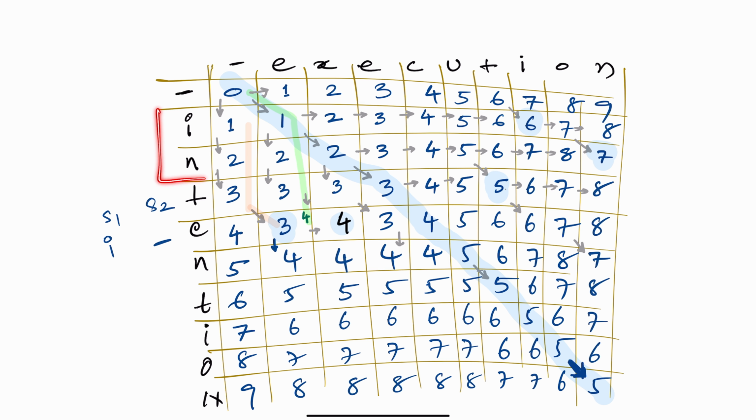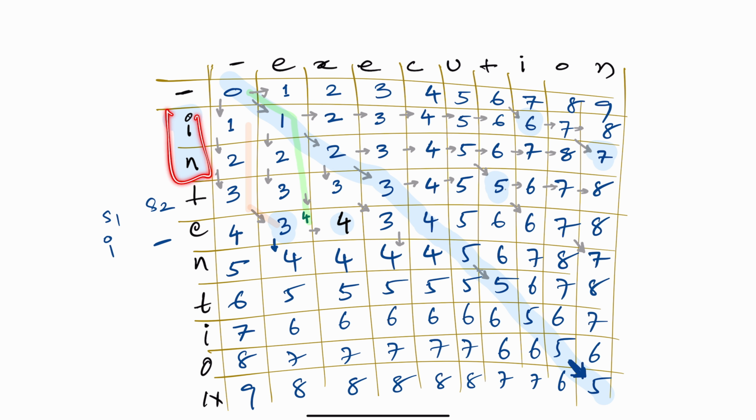Now the S1 is I and N. With this I and N, let me highlight this one. Okay, this is my I and N. I want to convert it to this text. This is my S1 fixed value. I'm going to populate this row.